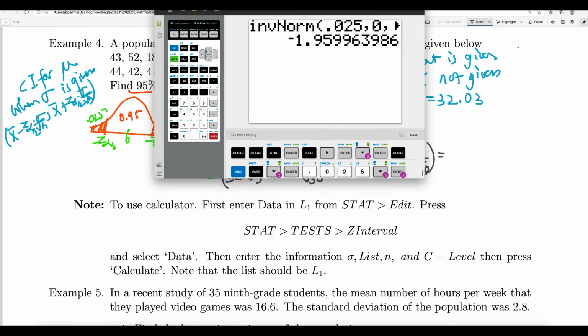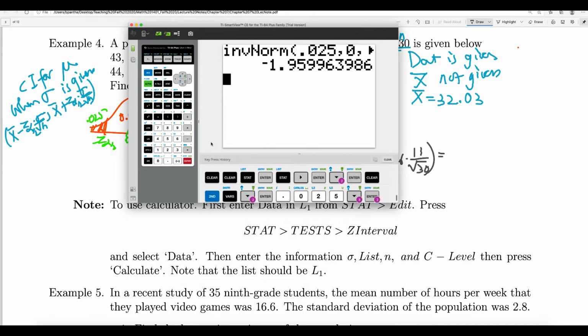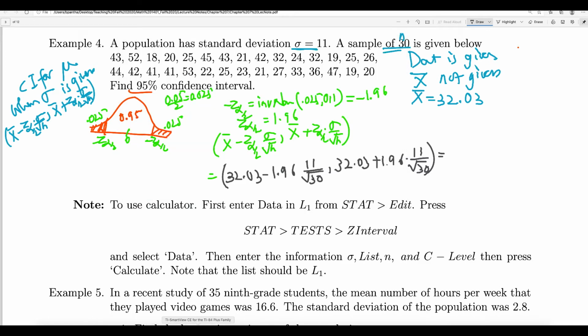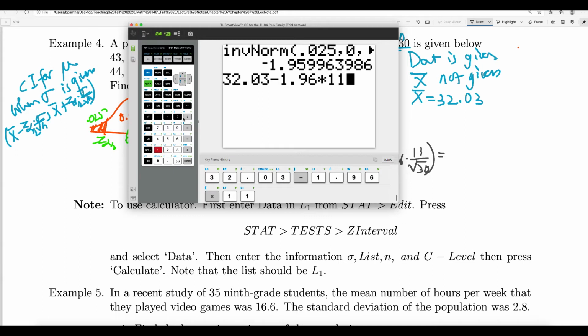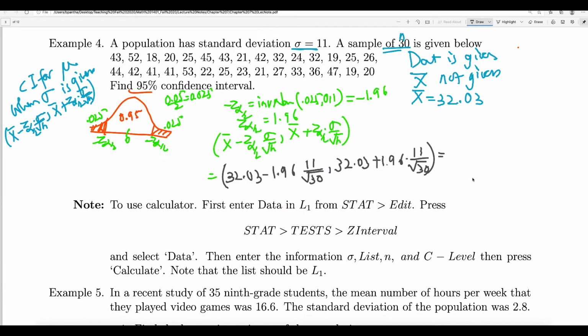So here what we have is basically 32.03 minus 1.96 times 11 divided by the square root of 30. That's what you do. So if you hit enter, you'll get 28.09. Okay, so the left bound is basically 28.09.